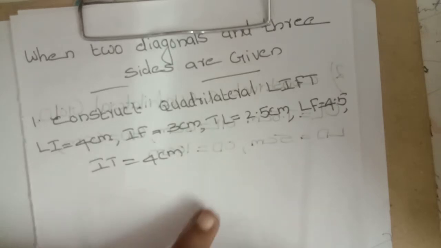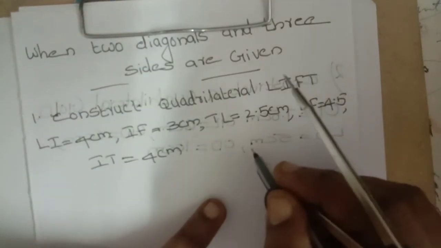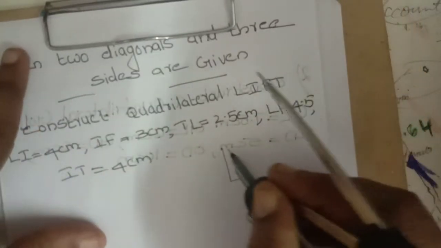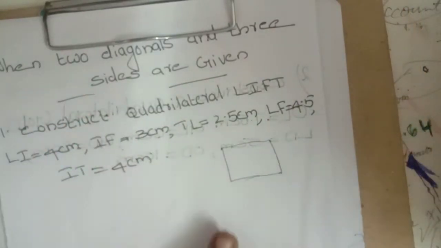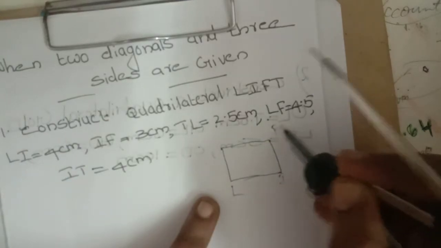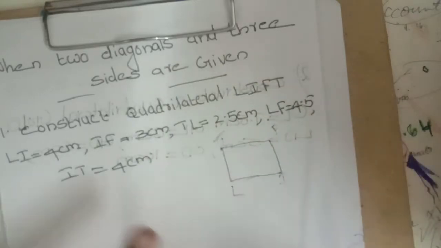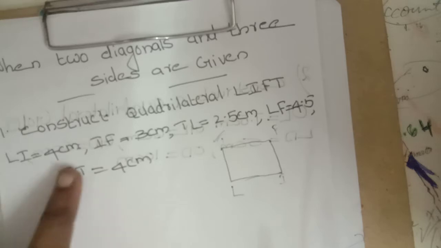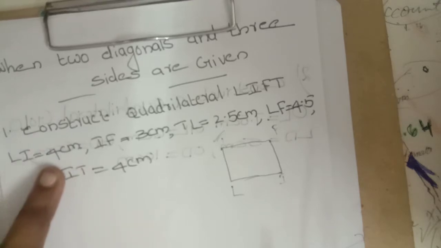So it is rough diagram drawing time. Here, a quadrilateral means a 4-sided figure, we call it a quadrilateral. So 4 sides means in this way 4 sides. Here we usually write LIFT, meaning L I F T. First you check it: is a measurement for L and I there or not?